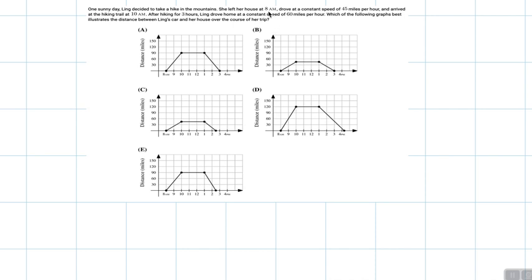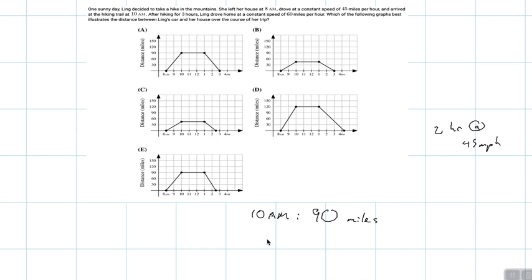So if she drove at a constant speed of 45 miles per hour and she arrived at the hiking trail at 10 a.m., document this right here. So she drove for 2 hours at 45 miles per hour. So she goes 45 miles an hour, so she goes 90 miles in 2 hours. So at 10 a.m., the distance between Ling's car and her house at this point is 90 miles.